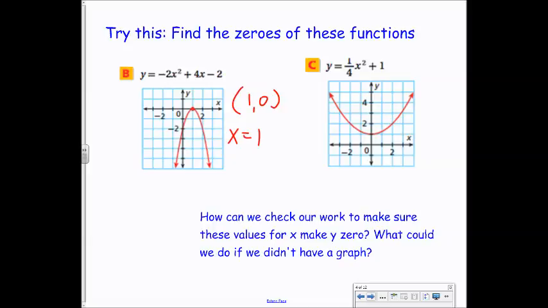All right. What about C? 0. There are none. Okay? In this case, there are no zeros. There is nothing you can plug in for x that would give you 0 for y. It does not ever touch the x-axis. So you have 3 options. You can either have no zeros, you can have 1 zero, or you can have 2.